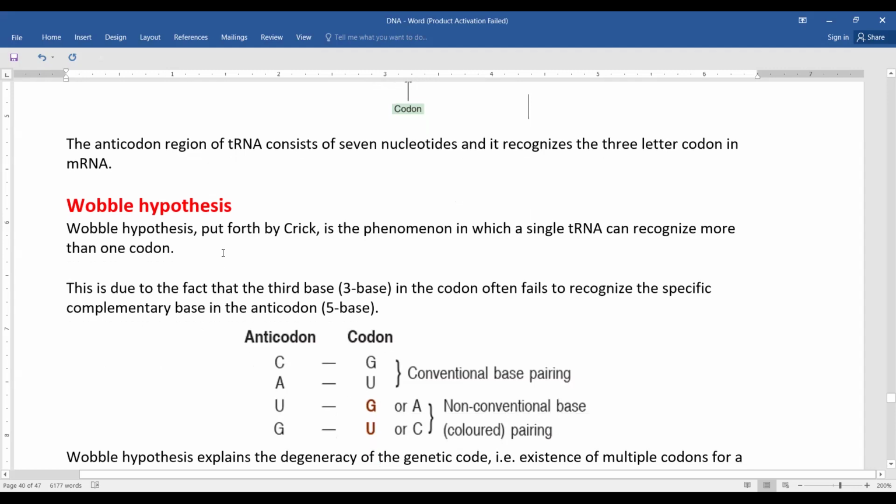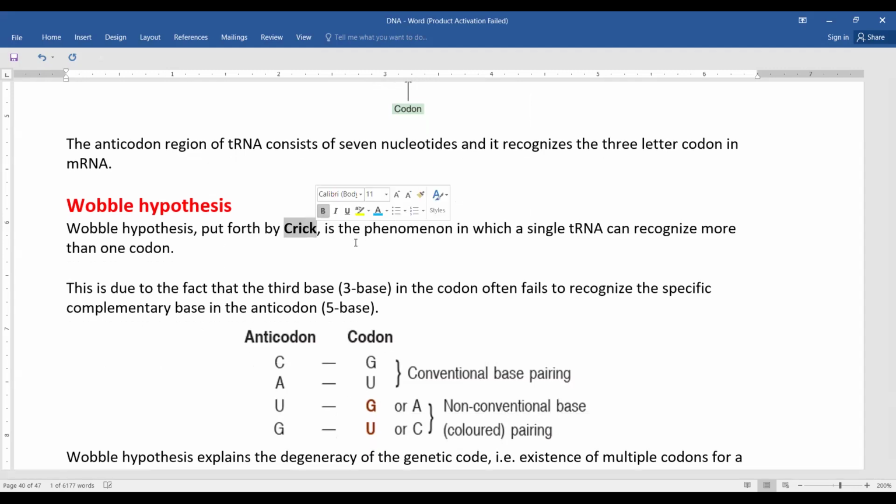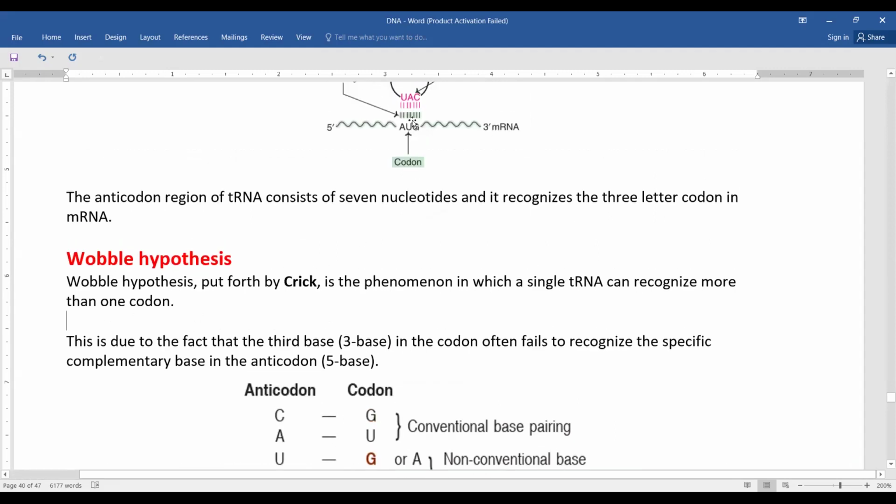It is the Wobble hypothesis. Who proposed the Wobble hypothesis? Crick. Okay, Watson and Crick, there are two of them, and among them Crick proposed this Wobble hypothesis. Here, the first two letters are important. It is the phenomenon in which a single tRNA can recognize more than one codon.